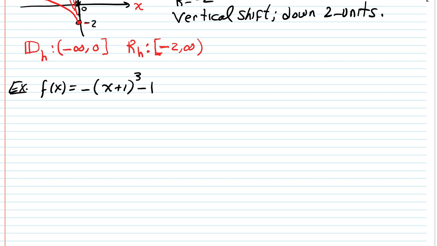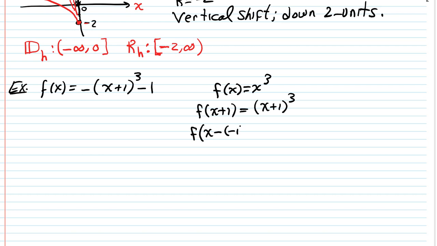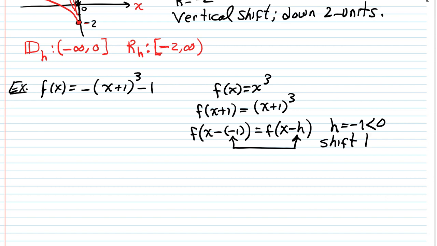Now again, for this one, the basic function is the cube function, right? The underlying function. So if I look at f of x plus 1, that's when you replace x with x plus 1, so x plus 1 cubed. But then f of x plus 1 is f of x minus (-1), and this is the f of x minus h form. Therefore, h is -1, which is less than 0. So it's going to shift left, right? Horizontal shift, that is.